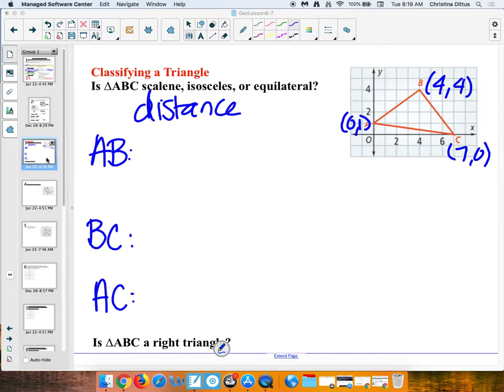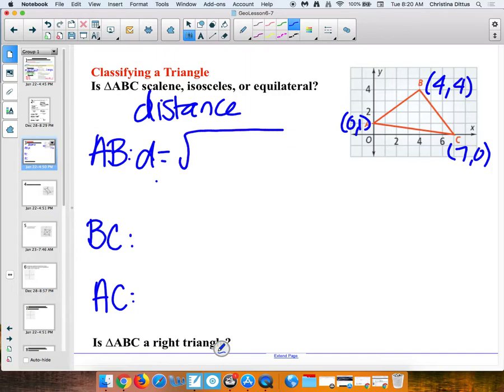Not 1, 4. A is 0, 1, and B is 4, 4. So you've got to take 4 minus 0 for your x, and then your y. That's still negative. Is there going to be a negative? No, there's no such thing as negative distance.